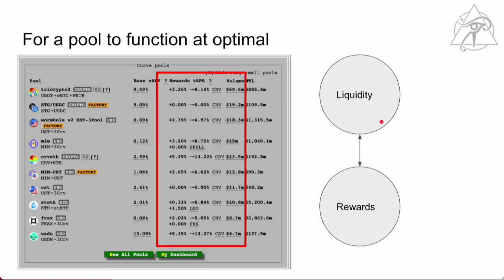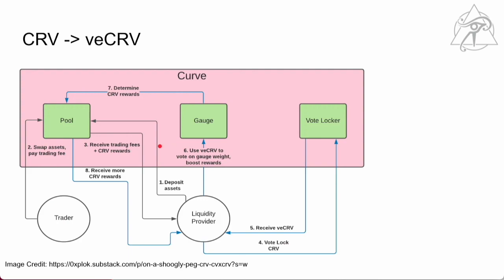Now for a pool to work well, you need two things. You need liquidity, and to draw liquidity, you need to have rewards. For example, the MIM pool gives you CRV rewards and it also gives you SPELL rewards. CRV is the native token for Curve. We take a look at CRV because it has this concept of veCRV.